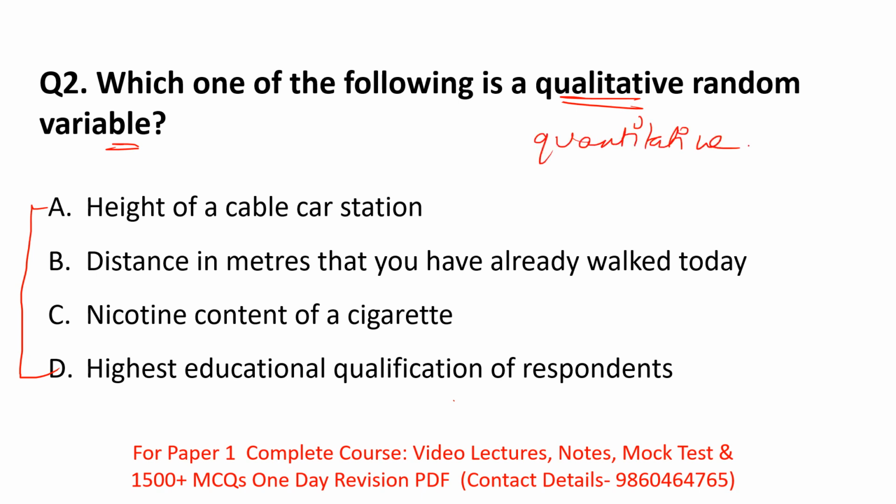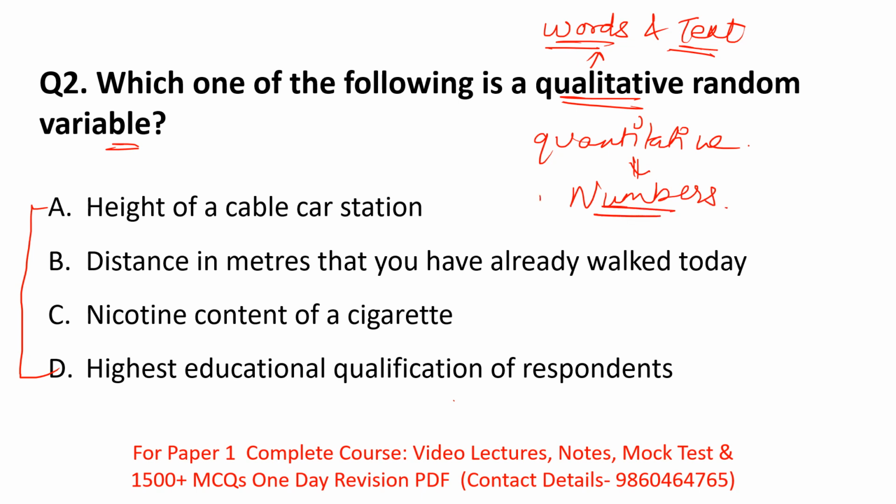Qualitative variable means what? It deals with words and text. Remember, a qualitative variable deals with words and text, and a quantitative variable deals with numbers. The name itself defines the meaning: qualitative shows quality, and quantitative means quantity, which gives us an idea about quantity.